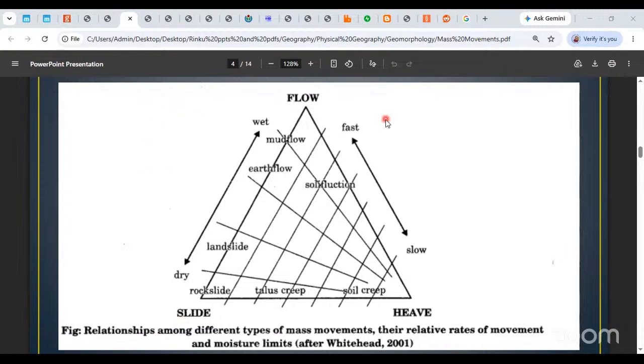Okay, ठीक है. And then of course there's the flow. What does flow involve? Rapid movement, right? It has to move rapidly. So clearly it has to be a little more watery. Now we are checking out the rest of the mass movements, how they are placed. Okay, soil creep दिखाई दे रहा है आपको यहाँ पे.